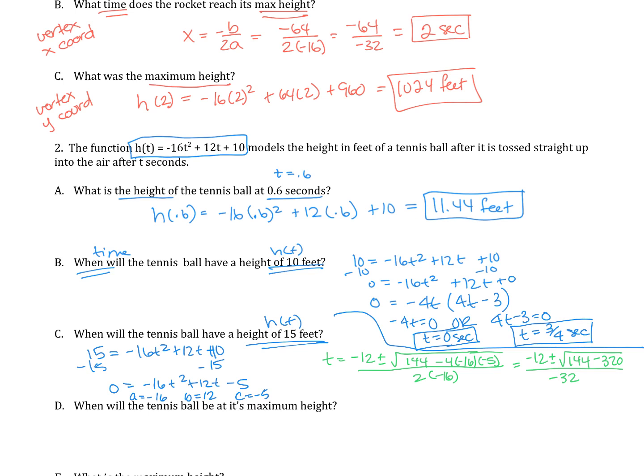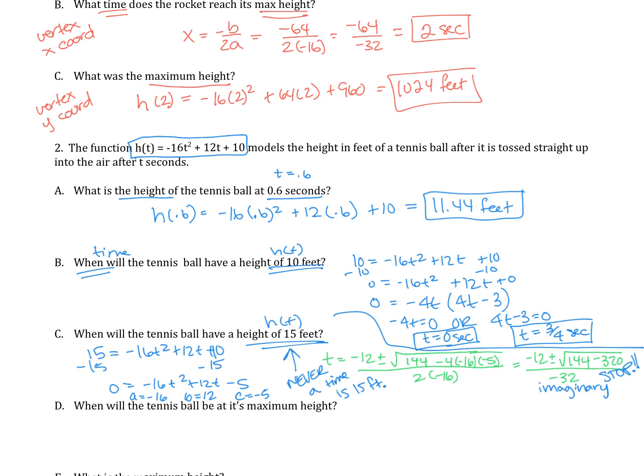So technically, I can stop here. I know if I kept going, I would get an imaginary answer, a complex number. So this doesn't exist. There is never a time when my tennis ball is 15 feet high. So there's never a time my tennis ball is 15 feet in the air.